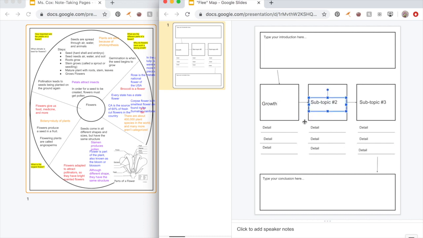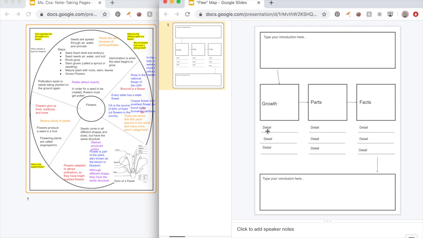For my second subtopic, I want to write all about the different parts of a flower. For my third subtopic, I'm going to write some interesting facts that I learned that don't fit into other categories.